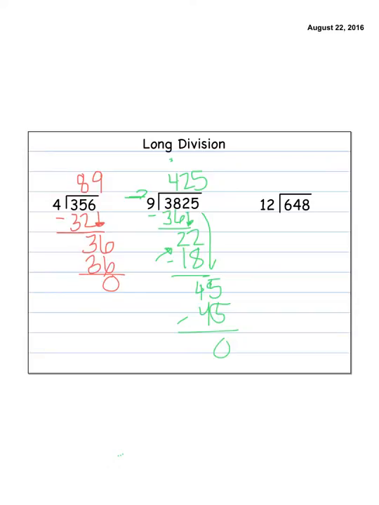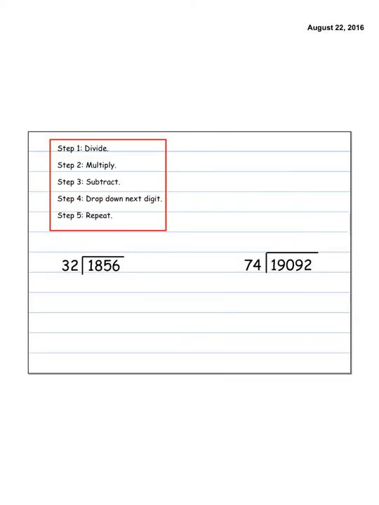So I know that 12 cannot go into 6. I know it can go into 64 5 times. 5 goes above the 4 because I had to go out to 64. 5 times 12 is 60. 64 minus 60 is 4. Bring down the 8. 12 goes into 48 4 times. 4 times 12 is 48. Subtract and you get 0.